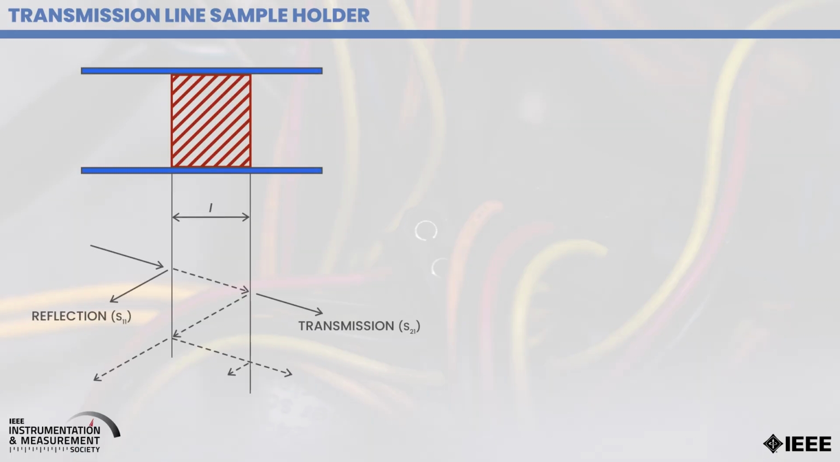This type of system has been implemented anywhere from 12 gigahertz up to 1 terahertz. This is probably the most precise free space fixture for this type of measurement over these frequency ranges. When the sample holder is connected to the network analyzer, the measurements that can be made are the reflection off of the sample and the transmission through the sample.